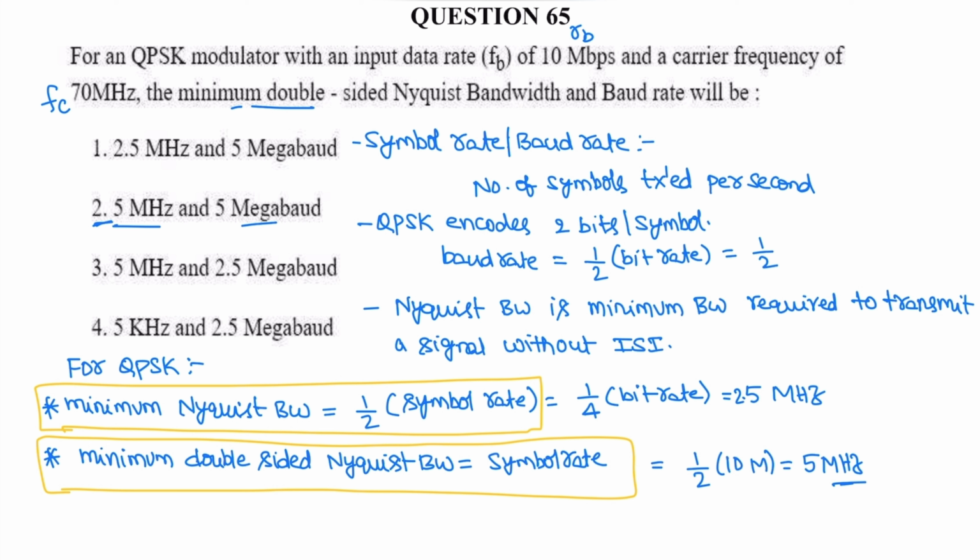And the baud rate is half of the bit rate, half of 10 Mbps, so it will become 5 mega, not bits, it is baud. 5 megabaud. So the correct option is: minimum double-sided bandwidth is 5 megahertz and the baud rate is 5 megabauds. The correct option is 2.